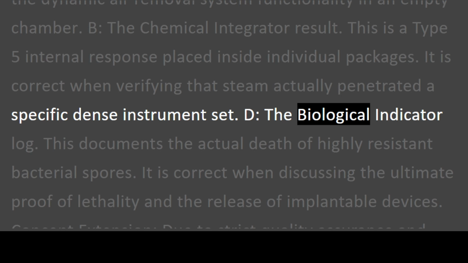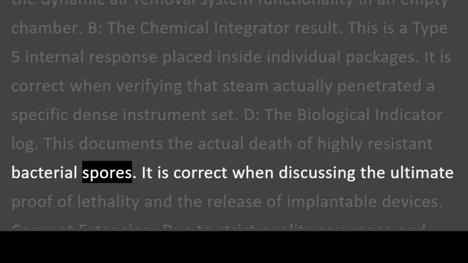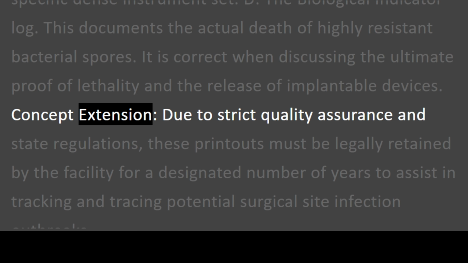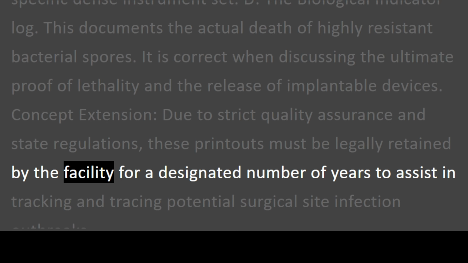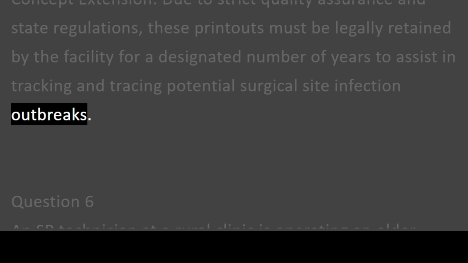D. The biological indicator log. This documents the actual death of highly resistant bacterial spores. It is correct when discussing the ultimate proof of lethality and the release of implantable devices. Concept extension. Due to strict quality assurance and state regulations, these printouts must be legally retained by the facility for a designated number of years to assist in tracking and tracing potential surgical site infection outbreaks.